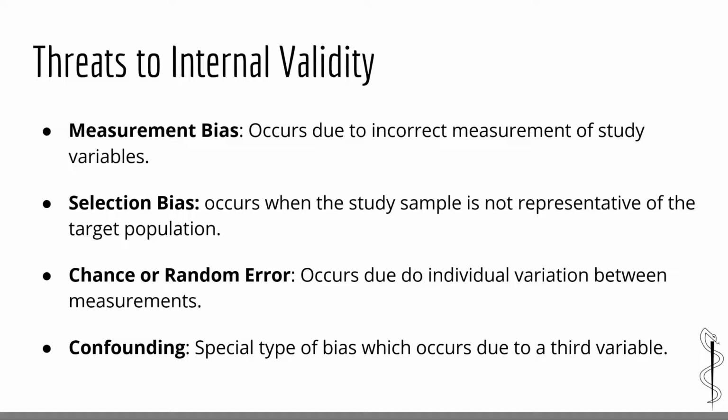Selection bias occurs when the study sample is not representative of the target population. Chance or random error occurs due to the individual variation between measurements. Confounding bias occurs due to a third variable. There are many different kinds of bias and study errors. We're going to dedicate a lot of time discussing the different kinds of bias and error later in this section. For now, just understand that any kind of bias or error can significantly decrease the internal validity of a study.